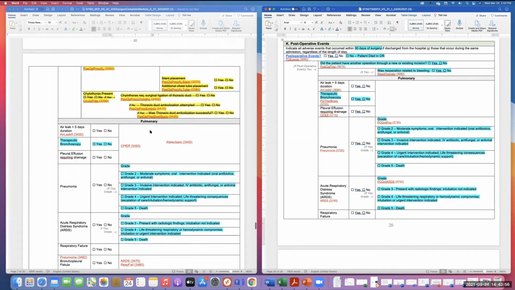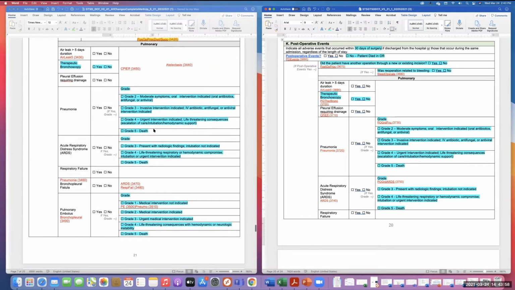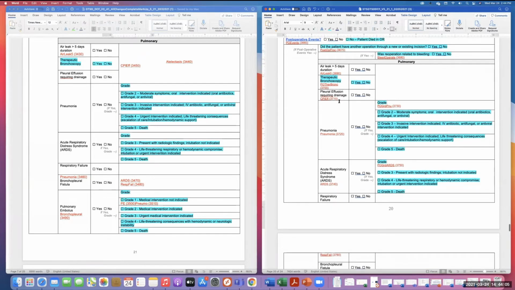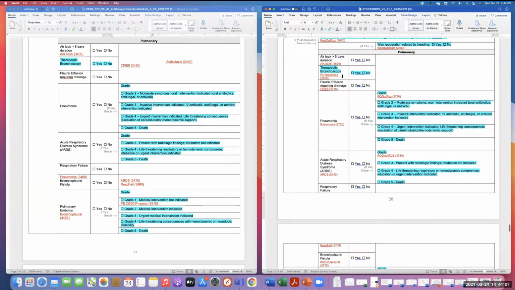So for pulmonary, did they have the air leak greater than 5 days? Yes or no? Did they get a therapeutic bronchoscopy? So our intention here is that the bronchoscopy was done not just to look at, say, an anastomosis, but to troubleshoot a problem at the anastomosis, to dilate it, to stent it, to remove secretions. Some form of active therapy is done with bronchoscopy.